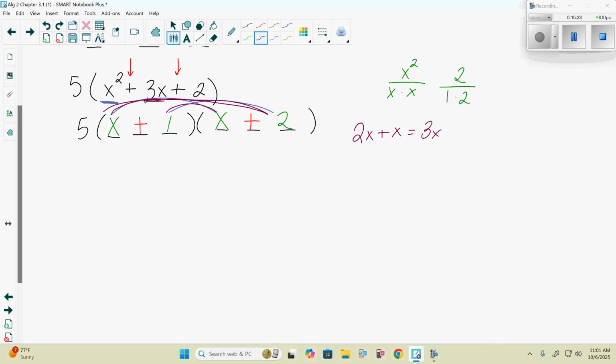So that tells us 5 times x plus 1 times x plus 2 is the factored form of our 5x squared plus 15x plus 10. Questions on this here? You ready for the next one?